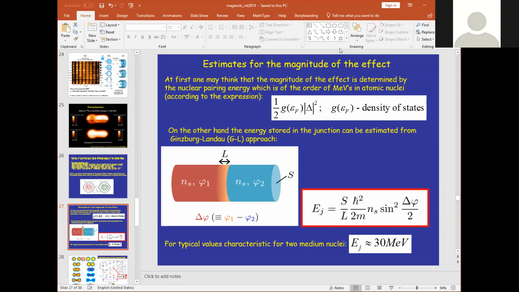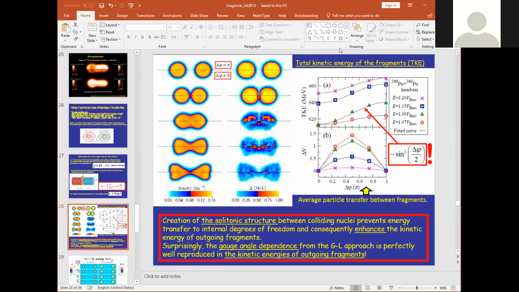So when you take instead of this S and L some characteristic quantities for nuclei, and you estimate what is this energy, you will find out that for medium nuclides it is of the order of 30 MeV, which is quite a lot. So this is something that certainly can be detected.